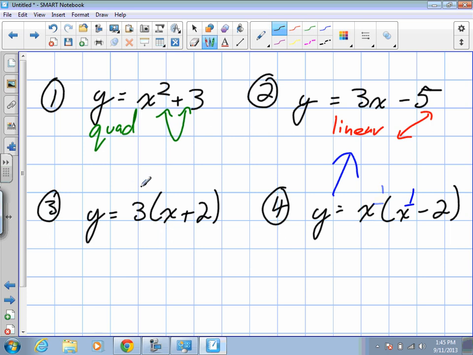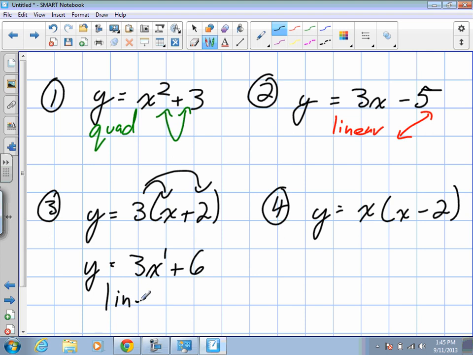So, we'll distribute the 3, and that's going to leave us y equals 3x plus 6. What's the exponent on the x? So what is this? Linear. It's linear. Great.